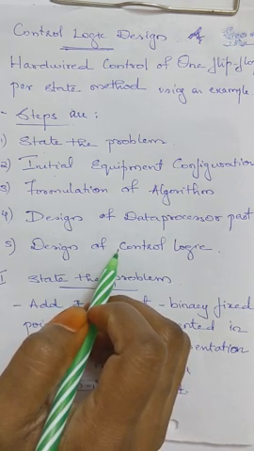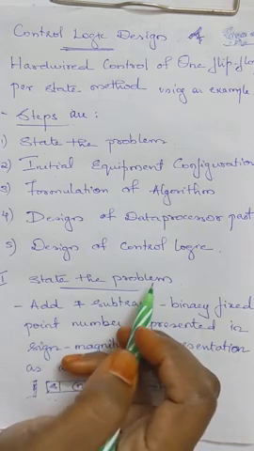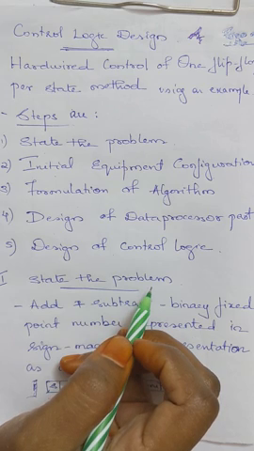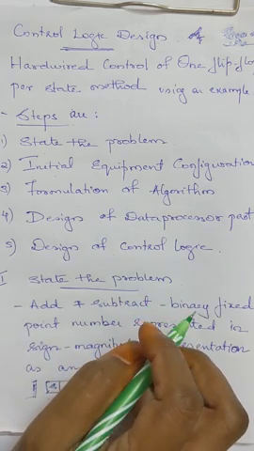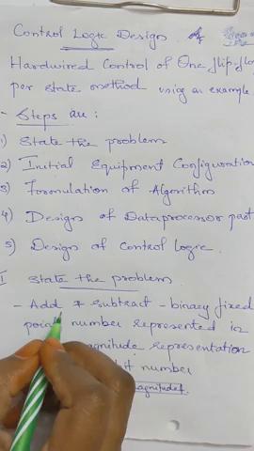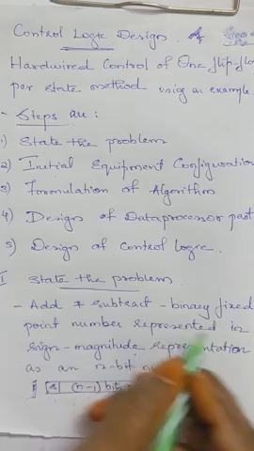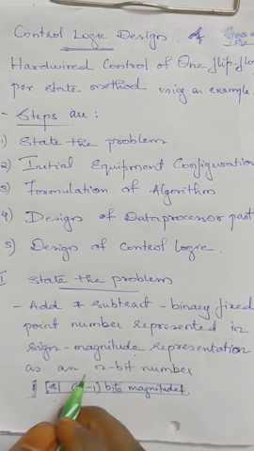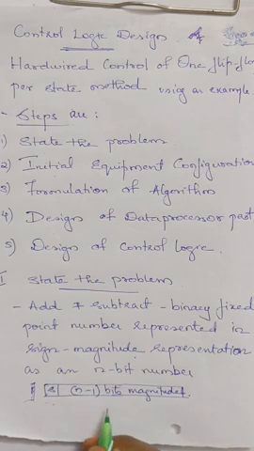in control logic design. So first one is stating the problem. Here we are going to consider an example like designing a control logic of signed magnitude adder or subtractor. In such a case, the problem will be stated as add and subtract binary fixed point numbers represented in signed magnitude representation.